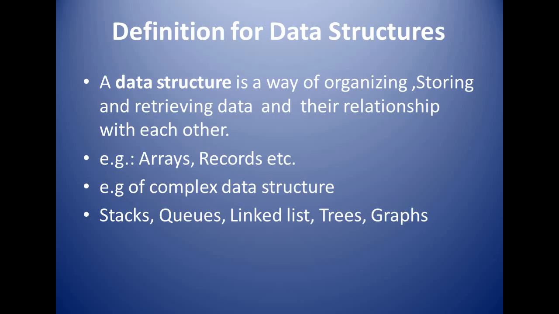So first one is definition of data structure. What do you mean by data? First, data is a collection of informations. What do you mean by data structure? It's a way of organizing, storing and retrieving the data and their relationship with each other. So collection of information should be arranged in an organized way. That is a data structure. These are the examples of arrays, records, queue, stack, linked list, tree, graph. Everything is an example of a data structure.